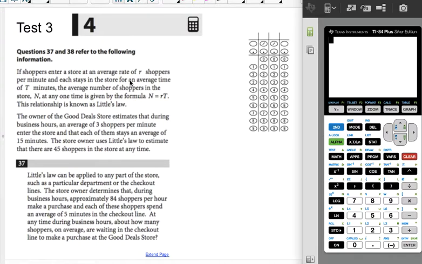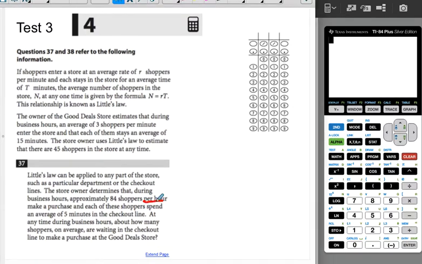So what we have here, right? R is shoppers per minute, right? So the catch here is that this is 84 shoppers per hour, and they spend 5 minutes in the checkout line. So notice that up here, this is the trick: the rate of shoppers is shoppers per minute. So R in this situation is 84 over 60, not 84 over 1, because we want to convert this to being in minutes, right?